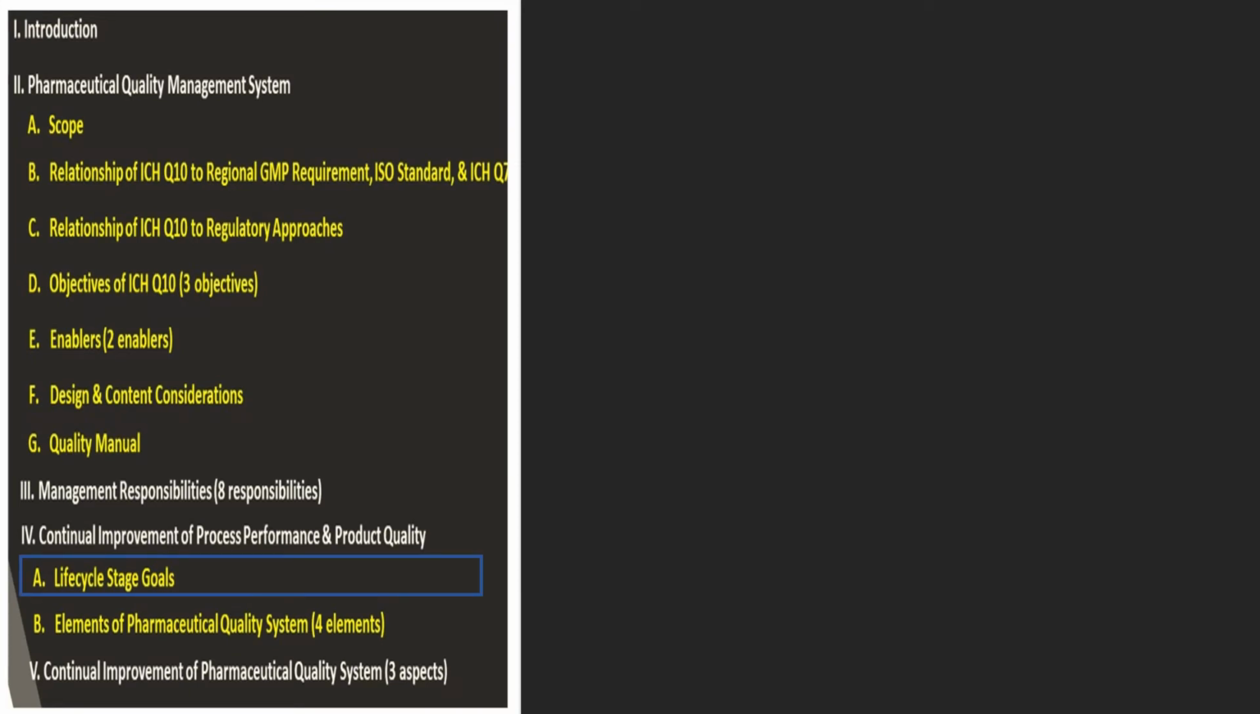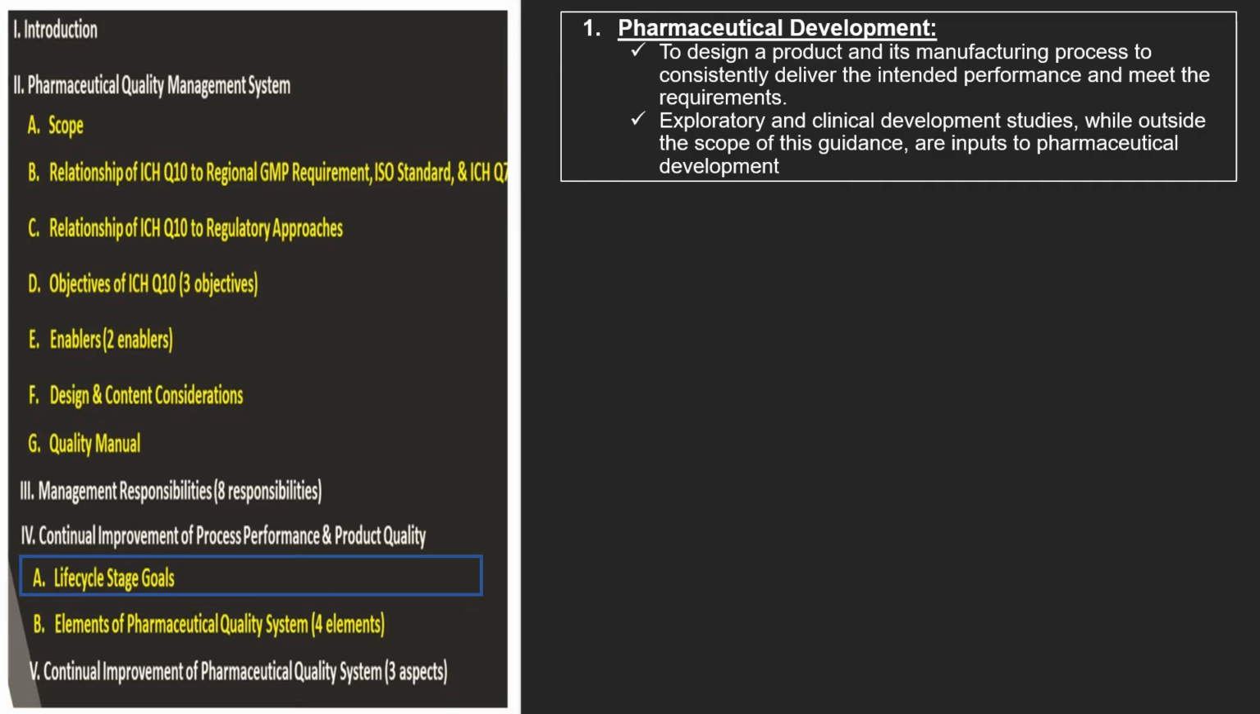When we move to the continual improvement of process performance and product quality, there are important life cycle stage goals that are identified across all the 4 life cycle stages that we have seen initially. Now, beginning with the pharmaceutical development, the life cycle stage goal of this stage is to design a product and its manufacturing process to consistently deliver the intended performance and meet the requirements.